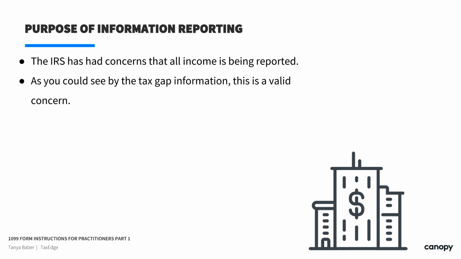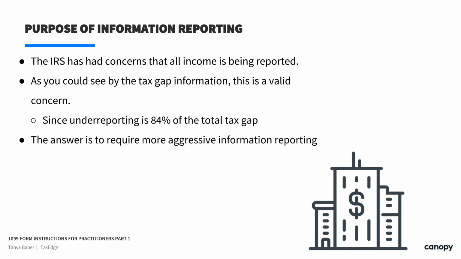If you were running the business of the IRS, if it was a business to run, you would go after the areas where you have the biggest problem, and that's underreporting. Since underreporting represents 84% of the total tax gap, and that's everything across the board, the answer is they're going to be more aggressive in that information reporting. They're going to do exactly what we saw: increased penalties. They're going to ask for more reporting and quicker.